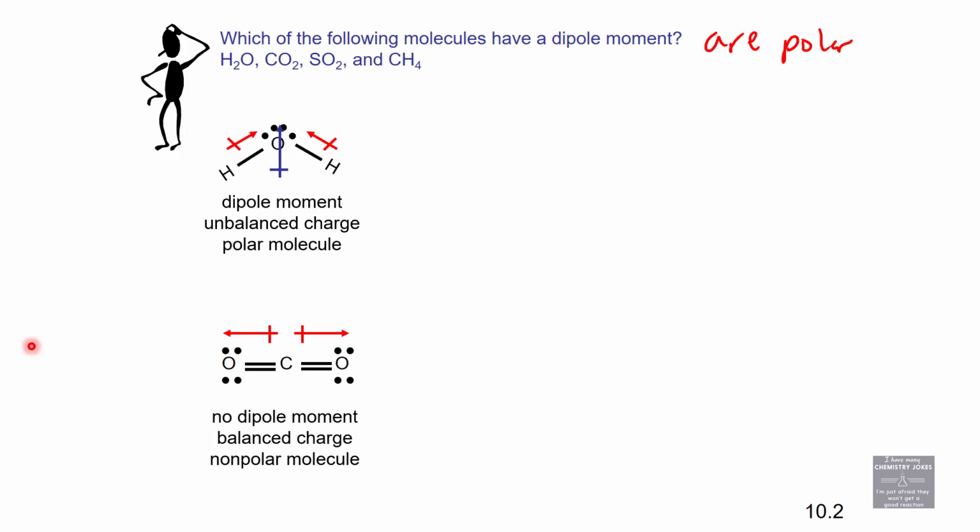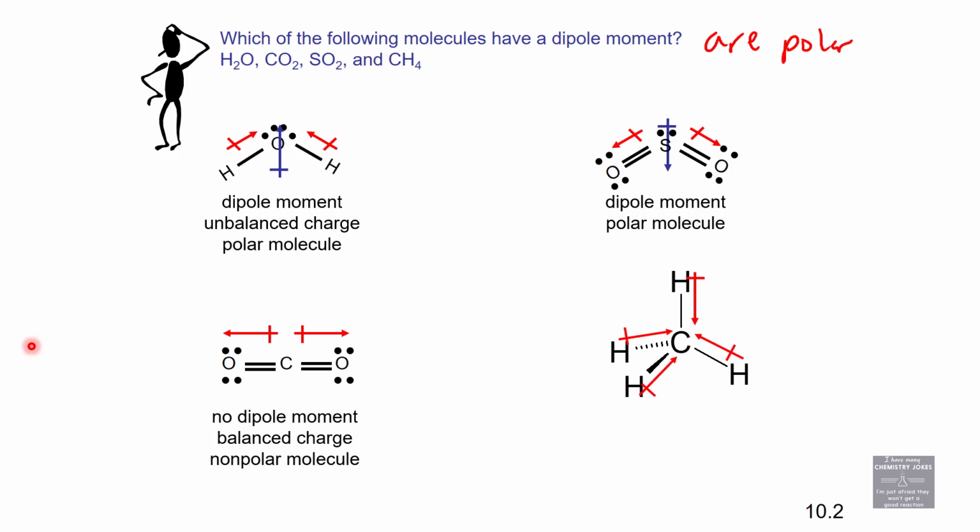SO2, what does its Lewis structure look like? You should practice drawing Lewis structures. It's been a minute. There's the Lewis structure of SO2. O is more electronegative than S, so you have dipoles this direction. It's bent, just like water is bent, which gives me a net dipole absolutely. It's polar. CH4, we've already seen it. There are dipoles pointed toward the carbon. They all cancel. Nonpolar.